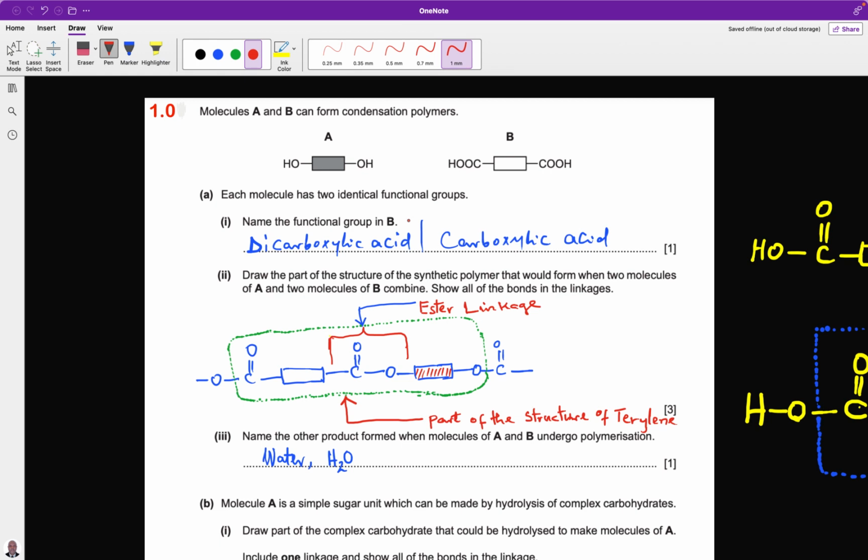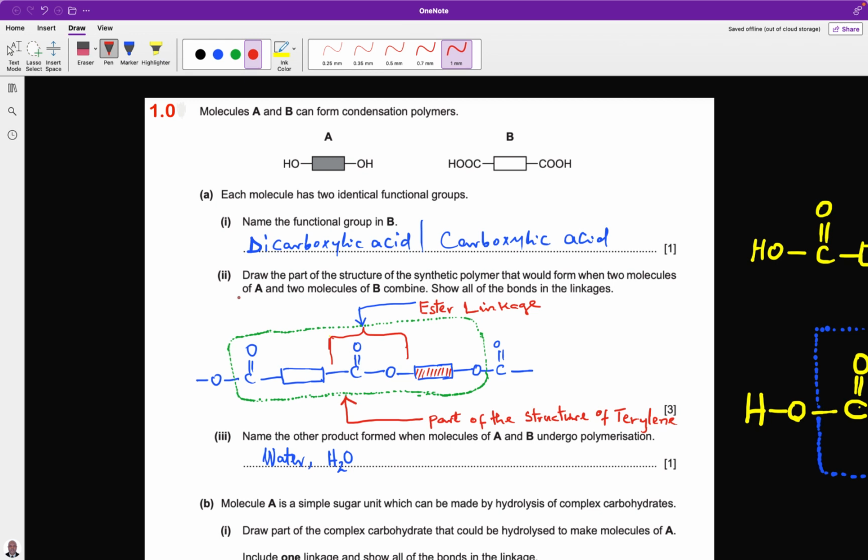So, getting back to our question, each molecule has two identical functional groups. Name the functional group in B. The functional group in B is a dicarboxylic acid. Or you can call it a carboxylic acid. If you want to call the two, you can say a dicarboxylic acid. The examiner will accept the two.